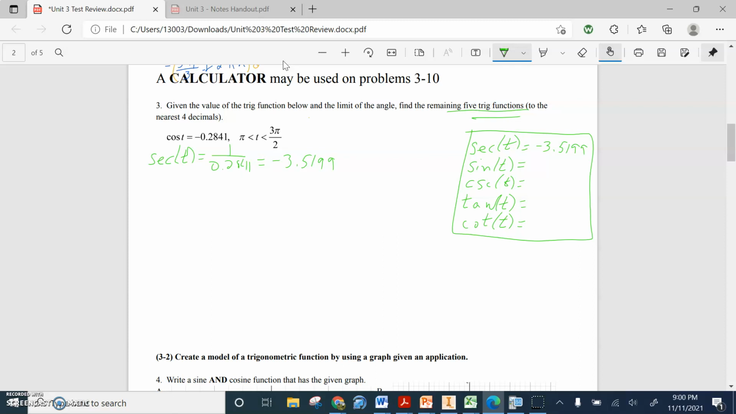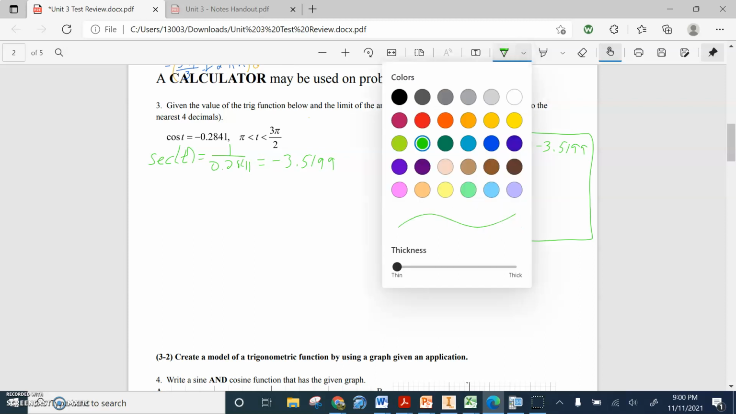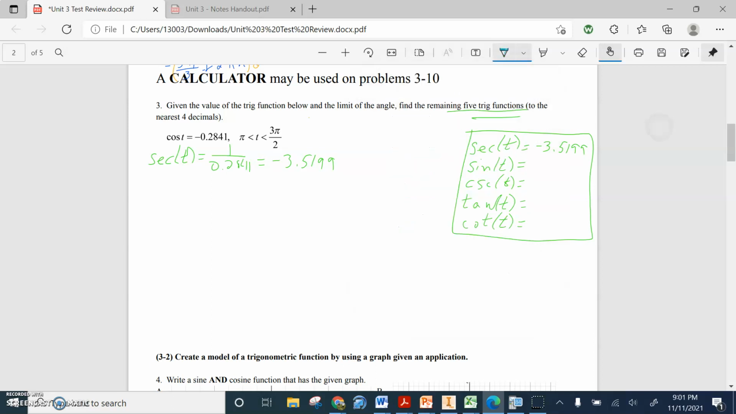So what we're going to do, and maybe I'll change that color just briefly, is say sine squared. And by the way, that looks like that. It's sine squared and then the value plus the cosine, so negative 0.2841 squared equals 1. So sine squared plus cosine squared, where cosine has been given.